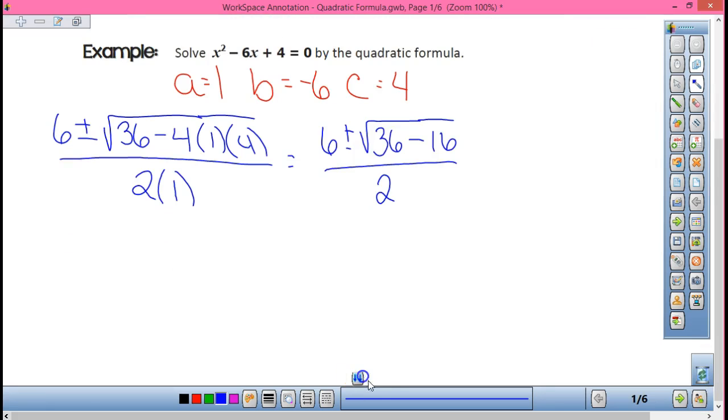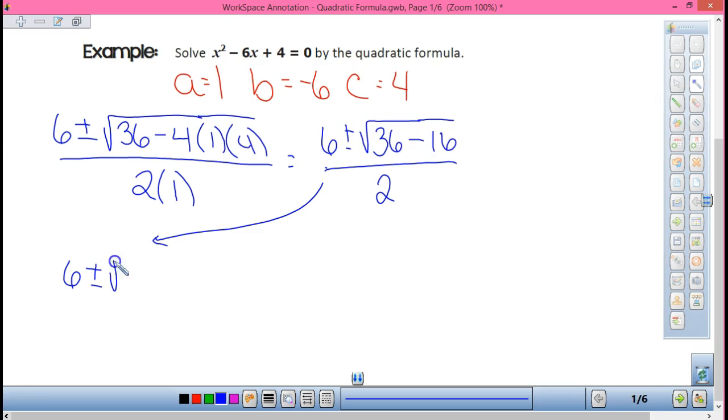So now I'm going down here. 6 plus or minus the square root of 20 divided by 2. This is where you're going to use a calculator. If anybody can do the square root of 20 in their head, which I'm almost positive you cannot.